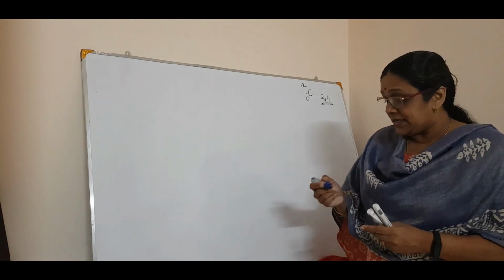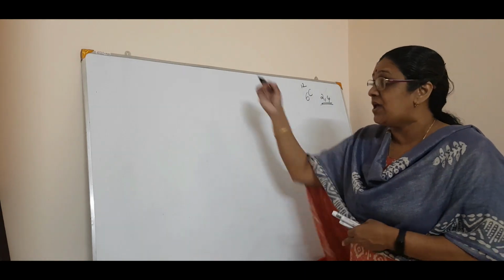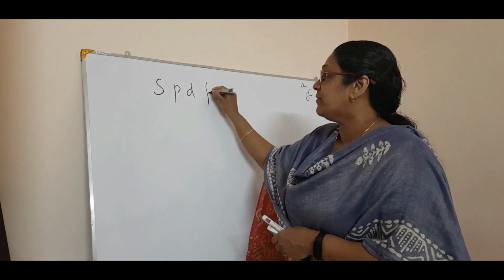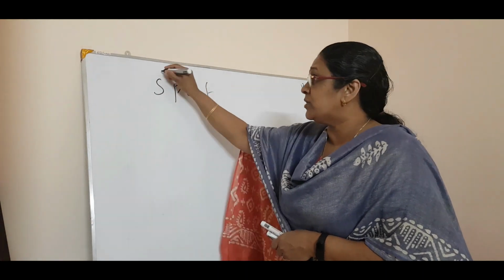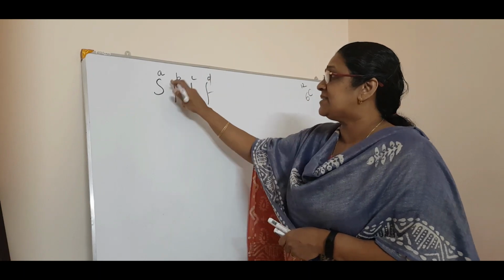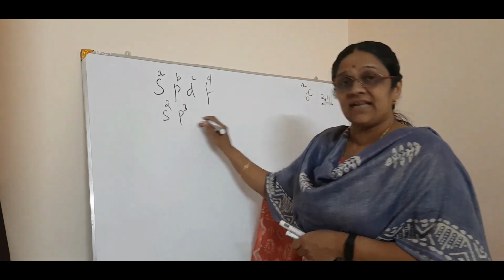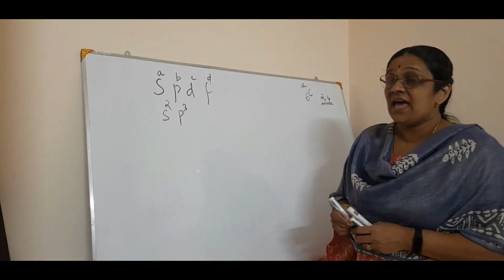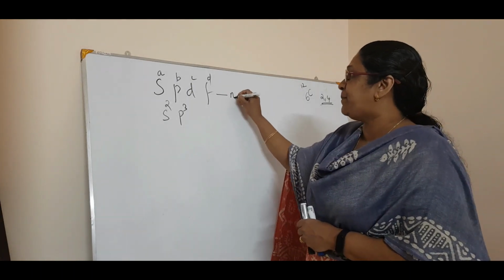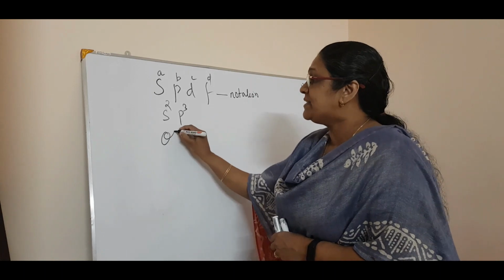You can have 2 types of notations in electronic configuration. The first notation is by using this SPDF, for example S1 or S2, P3, like that. First notation is like this, and the second notation is like orbital diagram. One is SPDF notation, and second is the orbital notation.